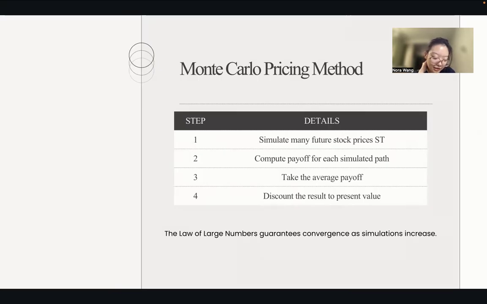To approximate the price, I use a Monte Carlo simulation. The idea is really simple. There are four steps. Simulate many future stock prices, which is S_T, and compute the payoff of each simulated path. Then take the average of the payoffs. Finally, just discount the result to the present value. With enough simulations, the law of large numbers guarantees that the numerical price will converge to the true theoretical value.